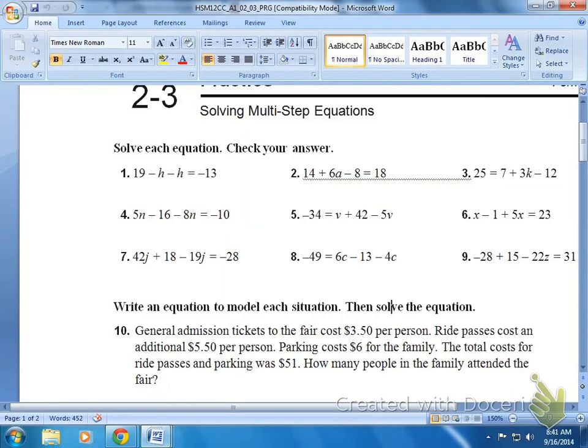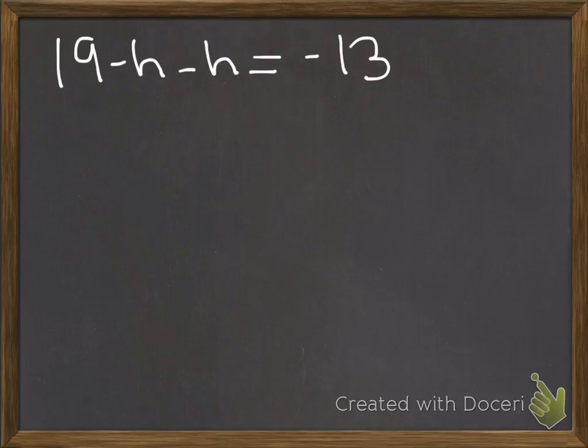All right, so let's look at our first example: 19 minus h equals negative 13. Go ahead and write that on your paper. Guys, I need a little less talking. Okay? So 19 minus h equals negative 13 is our first example.